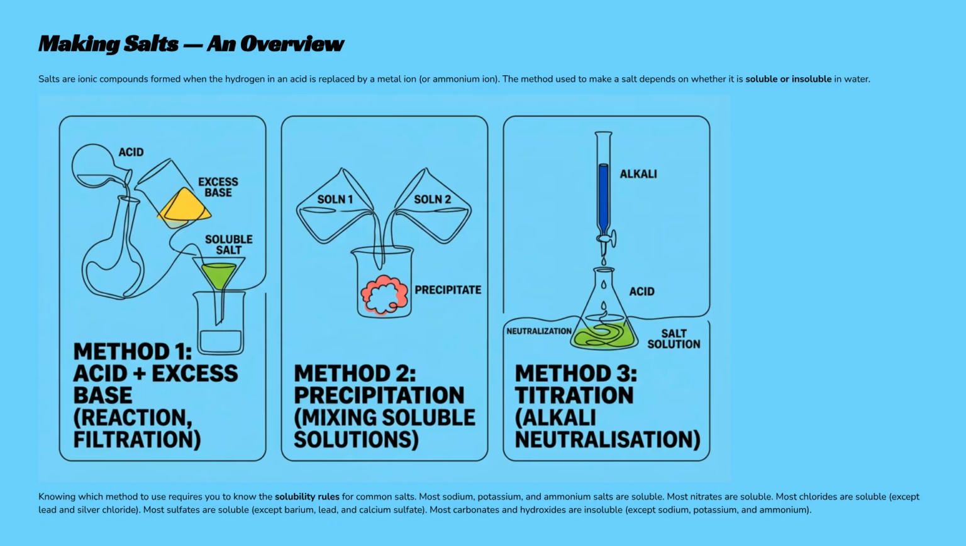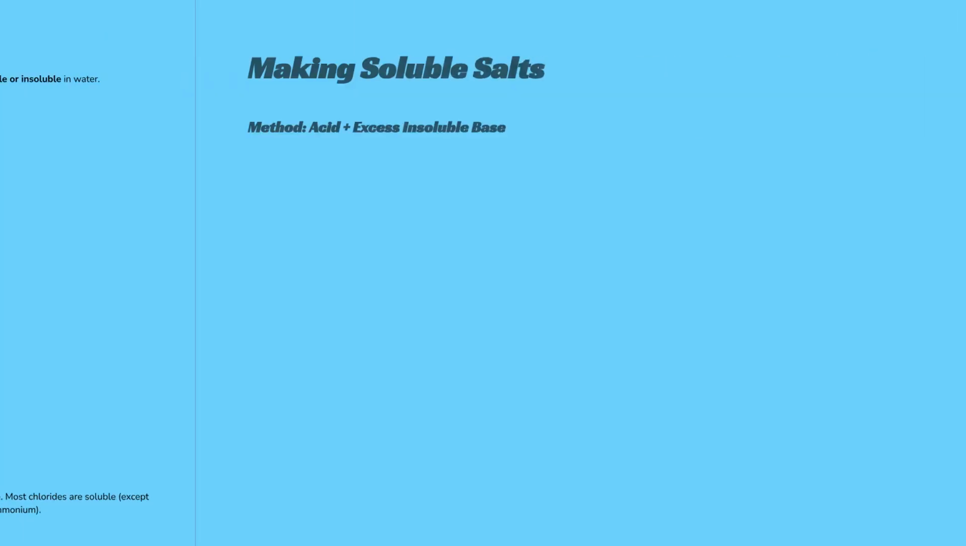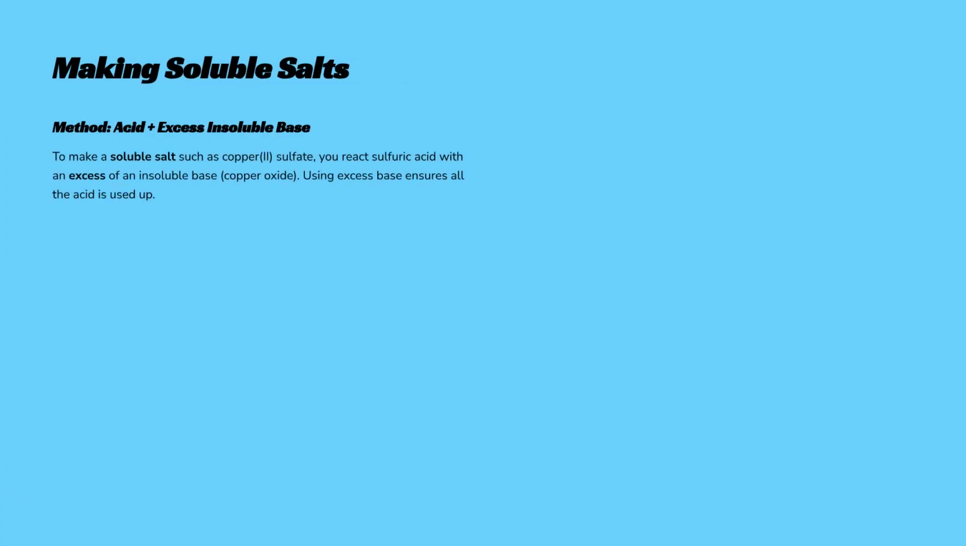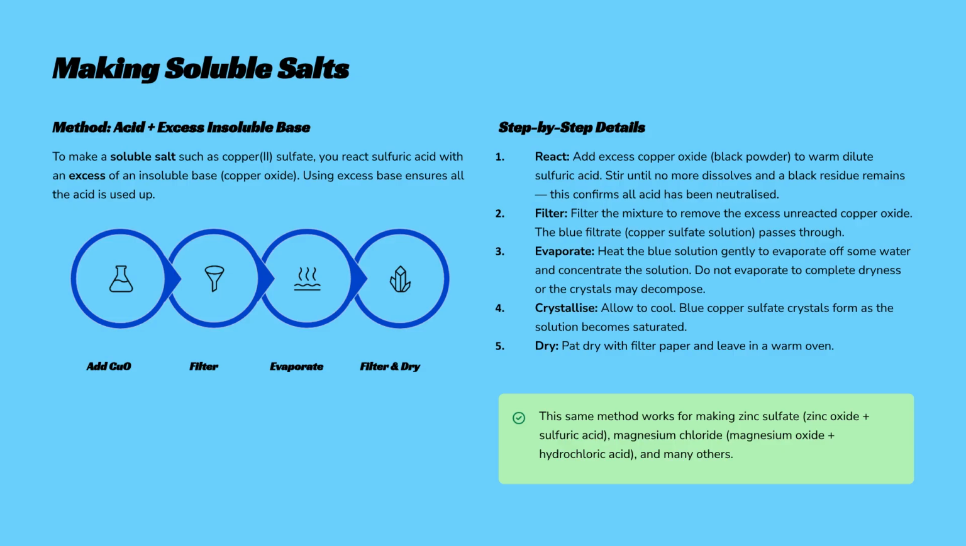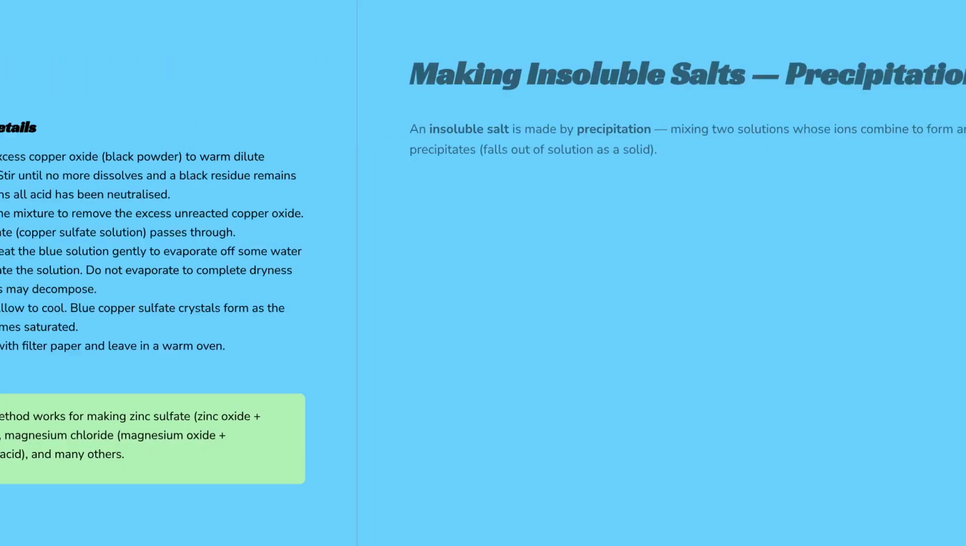You must know the solubility rules to select the correct method. To make a soluble salt, such as copper(II) sulfate, react acid with an excess of an insoluble base, like copper oxide. The steps: the reaction and filtration, evaporation to concentrate the solution, crystallization by cooling, and finally, drying the crystals. This process ensures all the acid is neutralized.